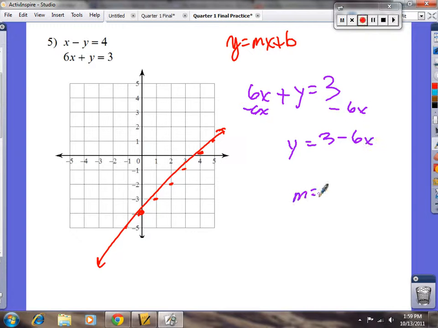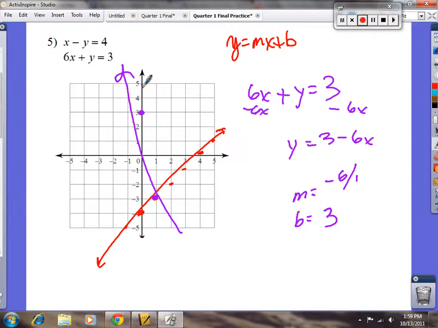M and B. M is negative 6 over 1. B is 3. So my first dot goes up here on 3. And negative means go down. So you're going to go down 6 and right 1. Why right? Because the 1's positive. Positive is right.